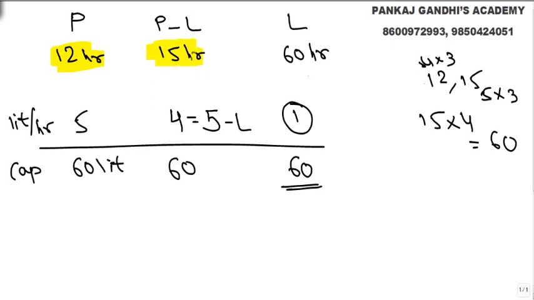I repeat. Pipe alone in 12 hours full tank. Pipe minus leakage 15 hours full tank. In 12 hours, we assume capacity 60. If in 12 hours 60, per hour 5, 15 hours 60, so per hour 4. Pipe minus leakage, so leakage per hour is 1, capacity 60. So how much time will it need is 60 hours.